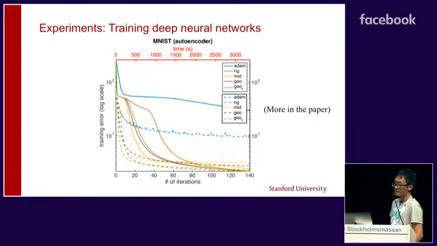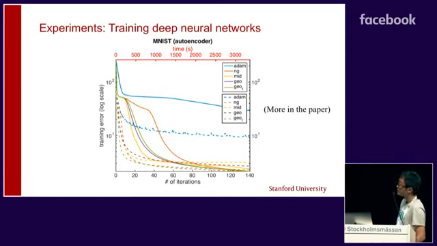We also conduct experiments on training deep neural networks. In the image, we show training a deep autoencoder on the MNIST dataset. The y-axis is training error, and we expect it to decrease with respect to time and the number of iterations. There are two axes in the figure. The top axis is time. The bottom axis is the number of iterations.